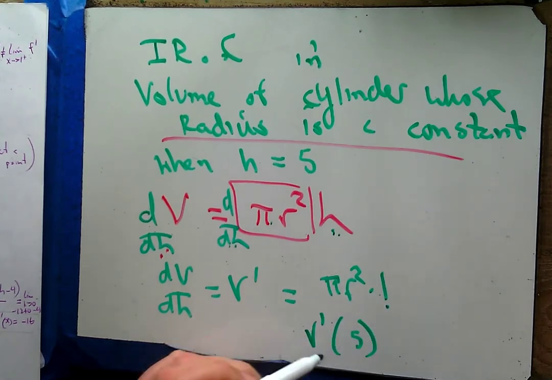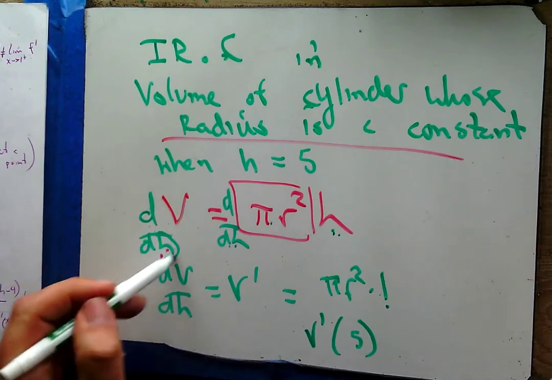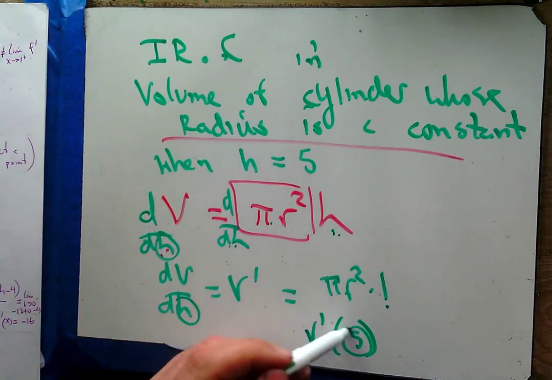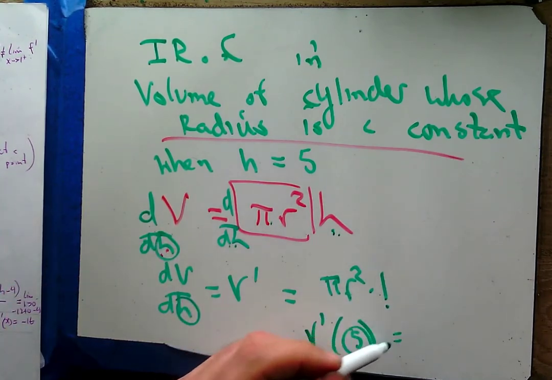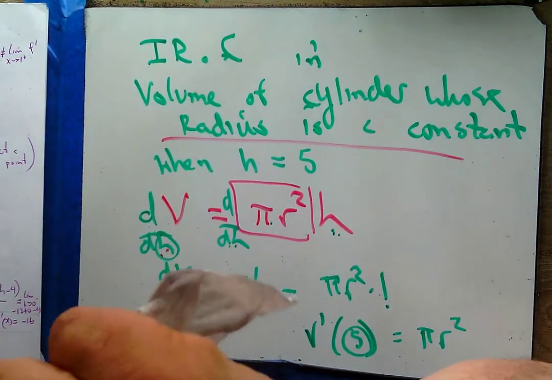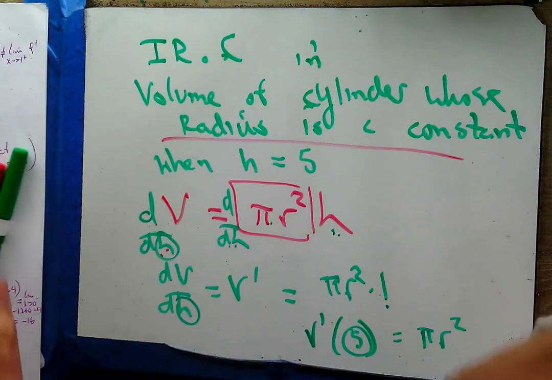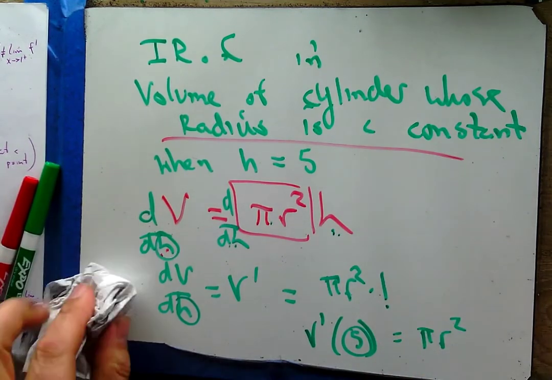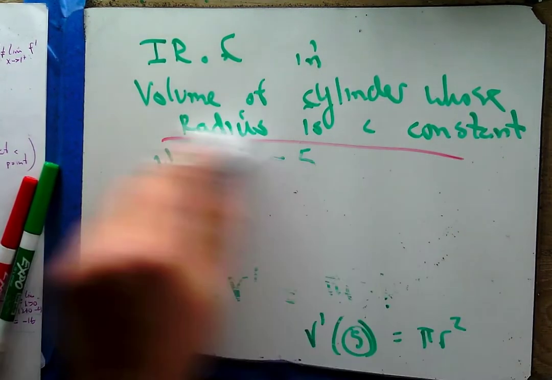But wait, that's an h value. Well, I don't have an h, Mr. Cooper. I know. I know. So V prime of 5 is simply going to be pi r squared. There's no place to plug that h in. All right, so that's the first thing.